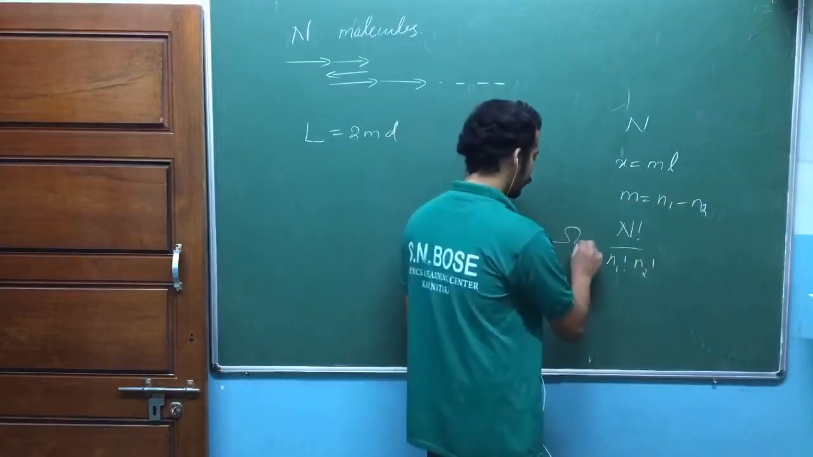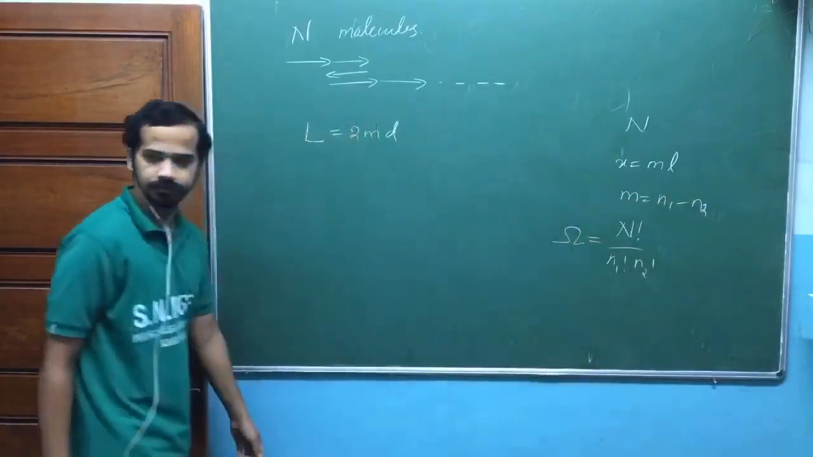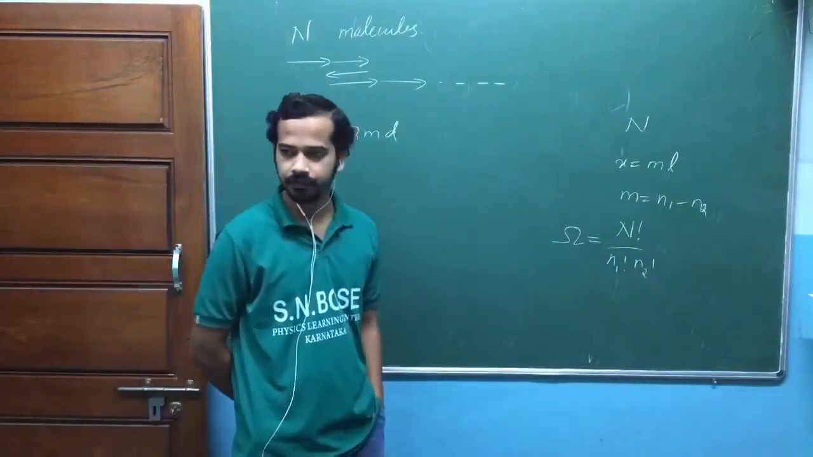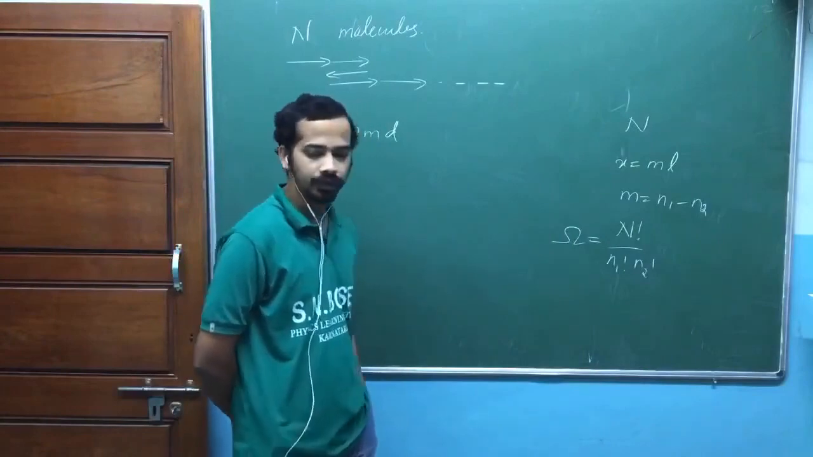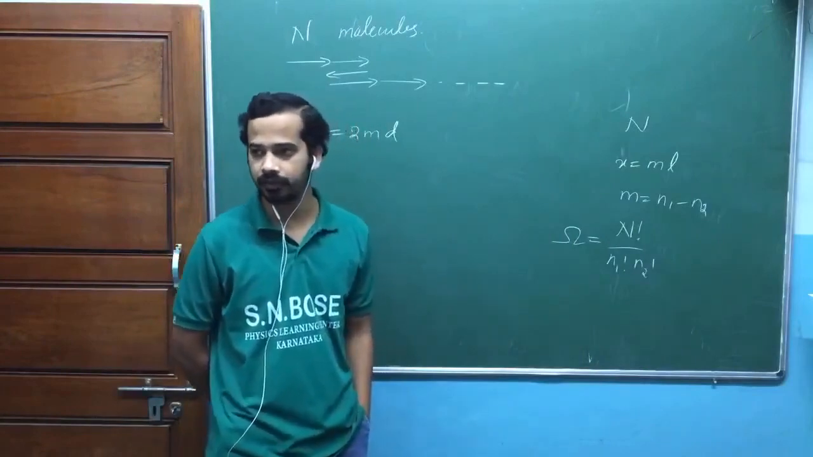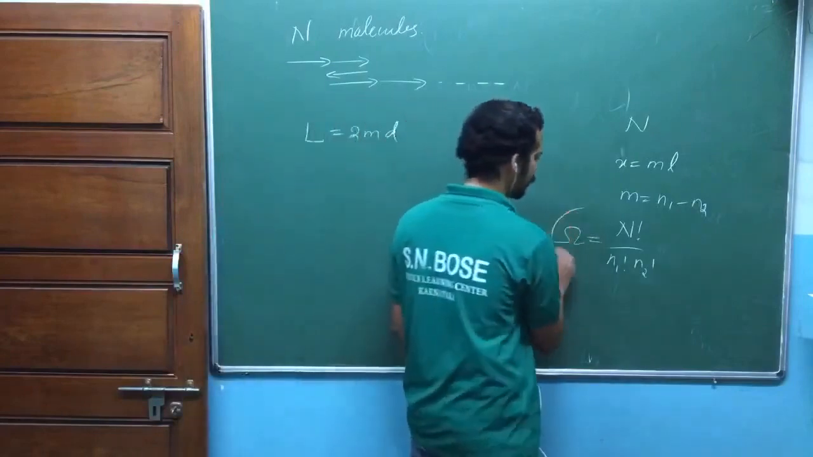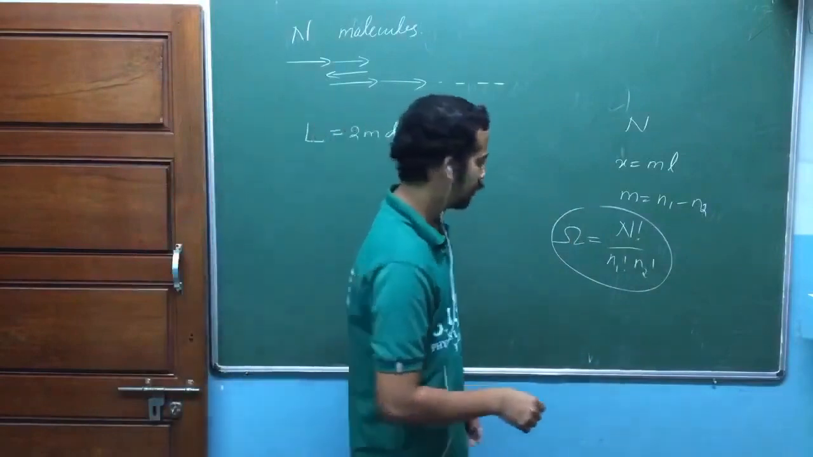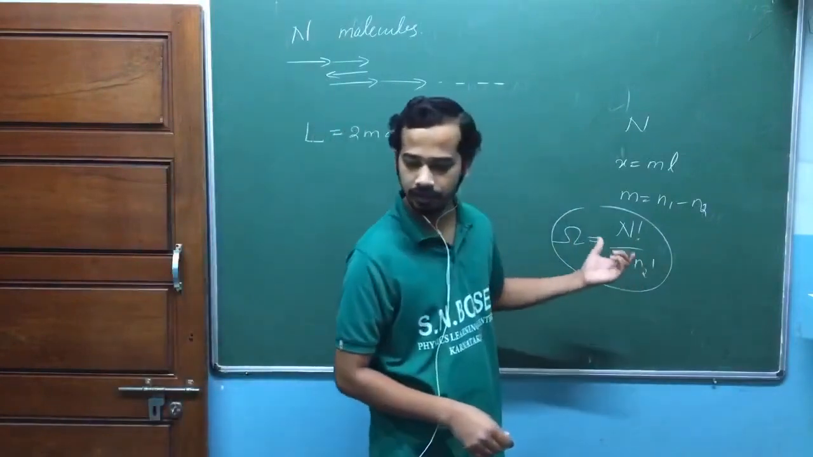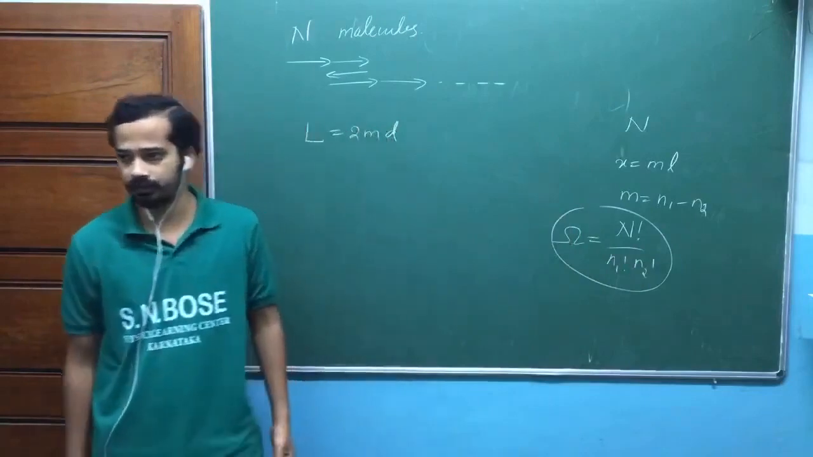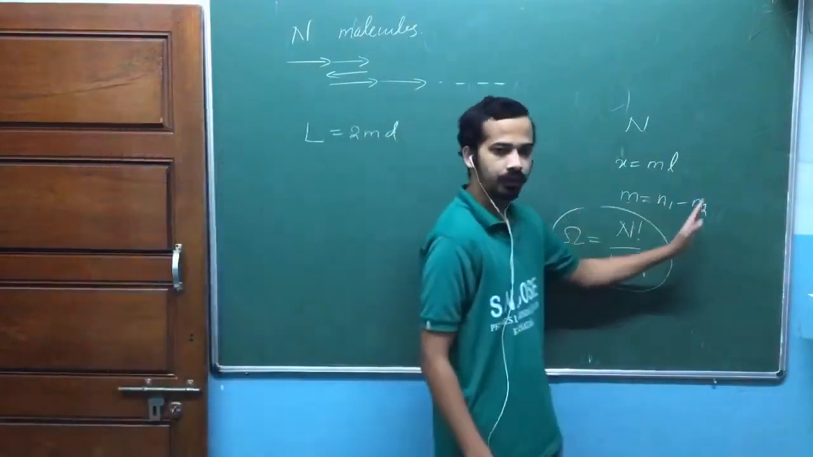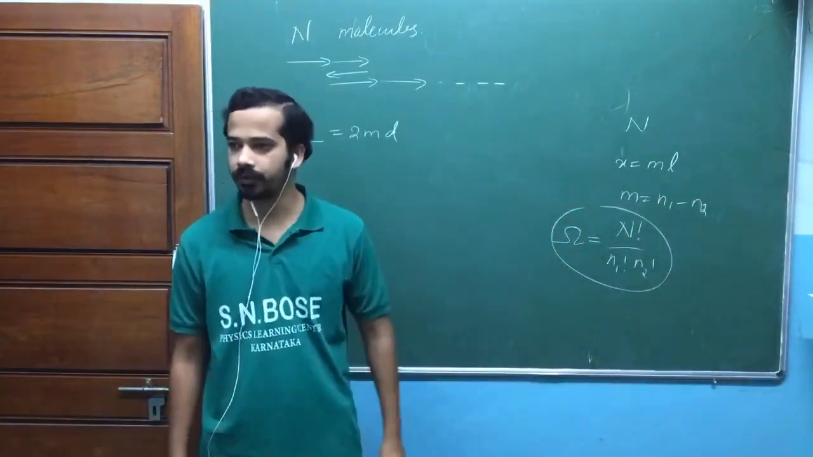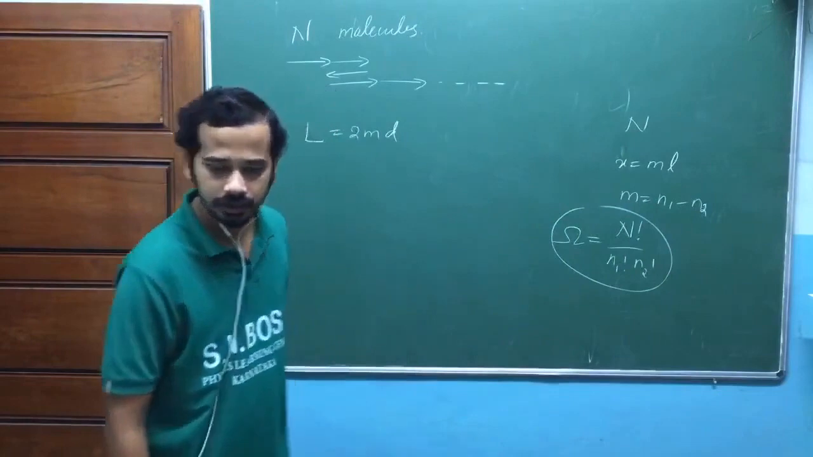I call this one omega, the number of possible ways of taking n1 steps to the right, n2 steps to the left. I think I mentioned in the last session, while discussing the binomial coefficient, that you should know what that binomial coefficient stands for. This multiplied with p power n1 q power n2 gives the whole probability. But this is the number of possible ways.